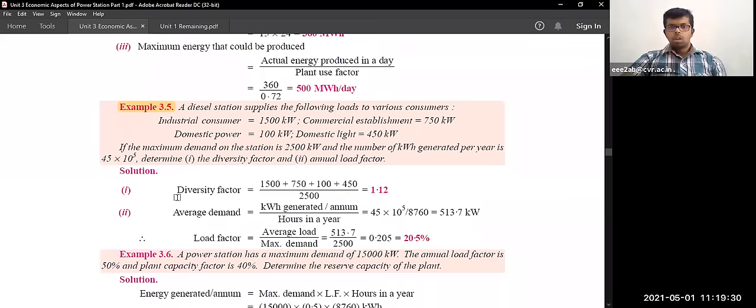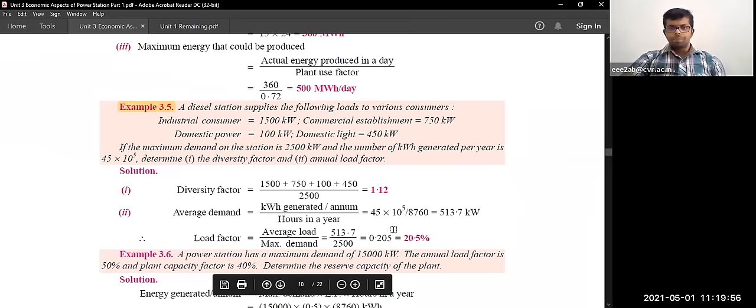So understood? Diversity factor is the sum of individual maximum demands divided by the maximum demand of the power station. Average demand is unit generated divided by hours. Whatever is given in the problem, per annum, per day or per month, you divide by hours in a year, hours in a month or hours in a day. Here it is a year, so hours in a year. Like that you have to calculate.